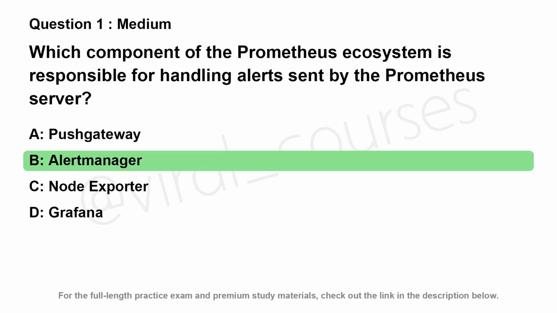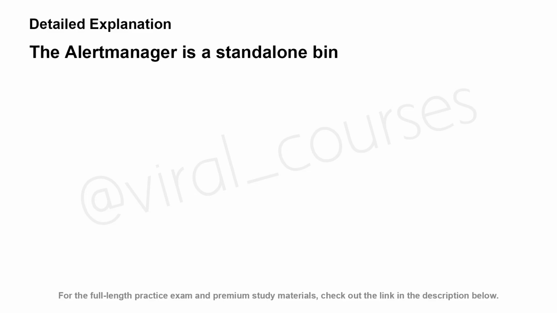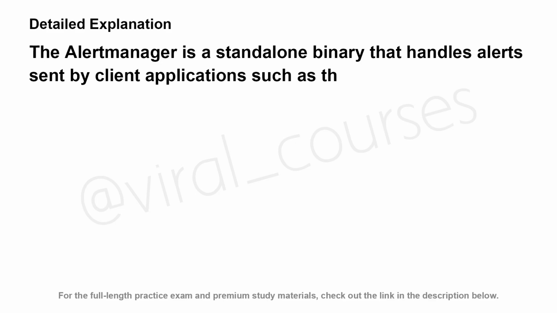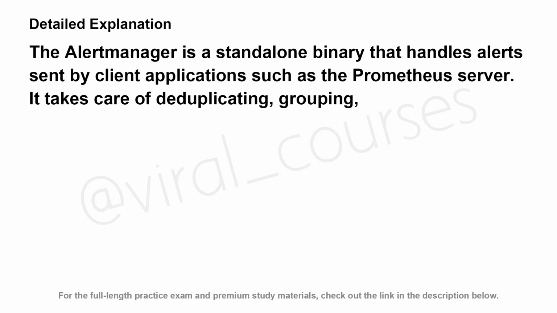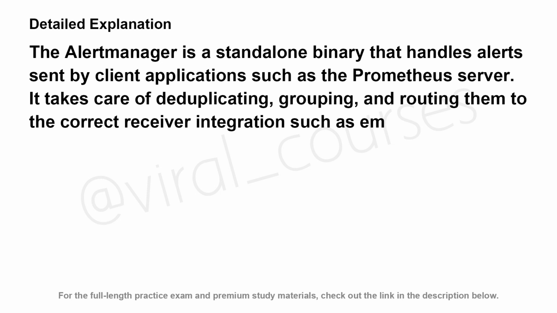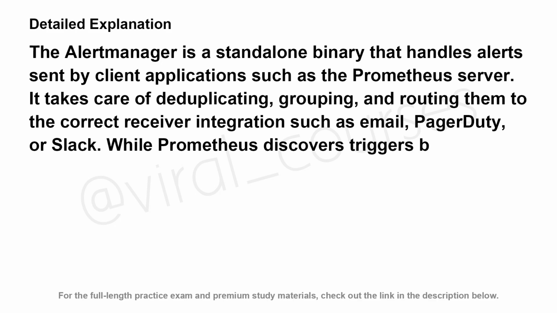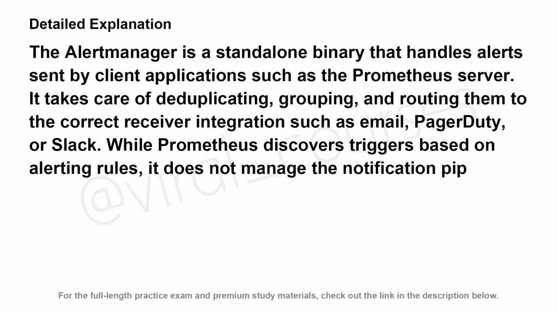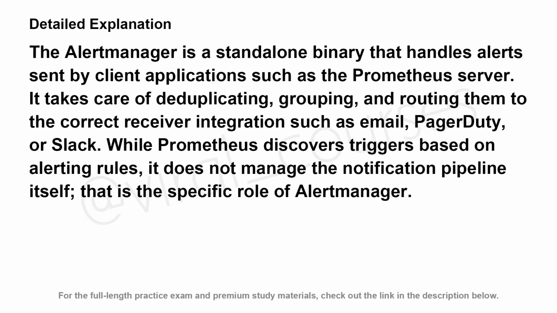The correct answer is B. The Alertmanager is a standalone binary that handles alerts sent by client applications such as the Prometheus server. It takes care of deduplicating, grouping, and routing them to the correct receiver integration such as email, PagerDuty, or Slack. While Prometheus discovers triggers based on alerting rules, it does not manage the notification pipeline itself. That is the specific role of Alertmanager.